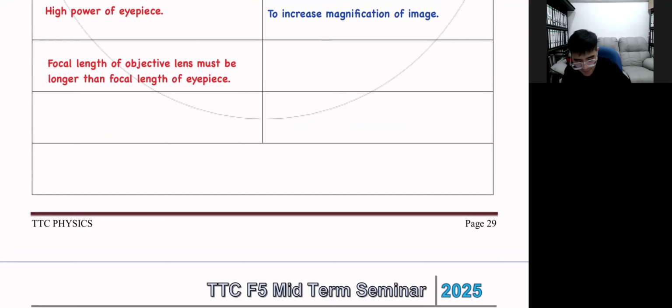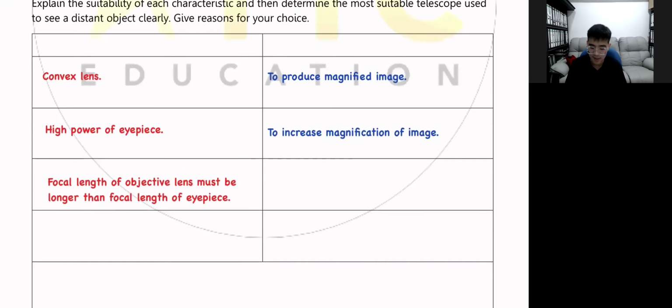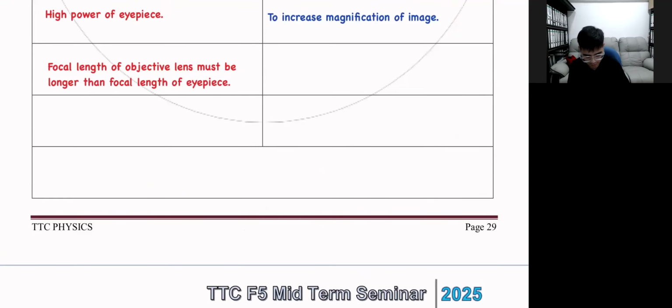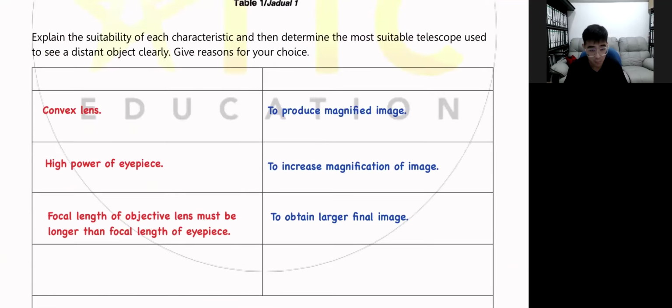Okay, so why must it be longer? Again, this one is also the same thing, to produce a magnified image, right? Remember, sometimes I told you, if you want to repeat the same answer, but your teacher doesn't allow you to repeat it, you can use other words to describe the same thing. So this one you can say, to obtain a larger final image. It's almost the same thing, but we use different words.